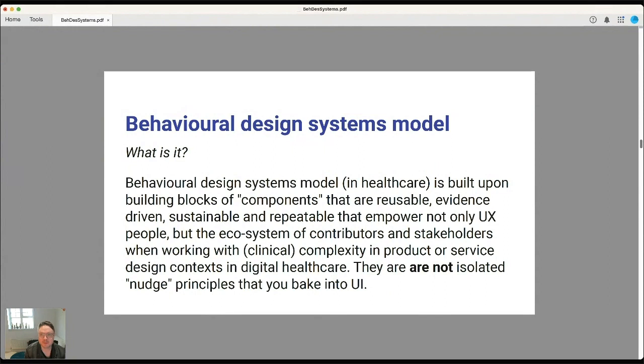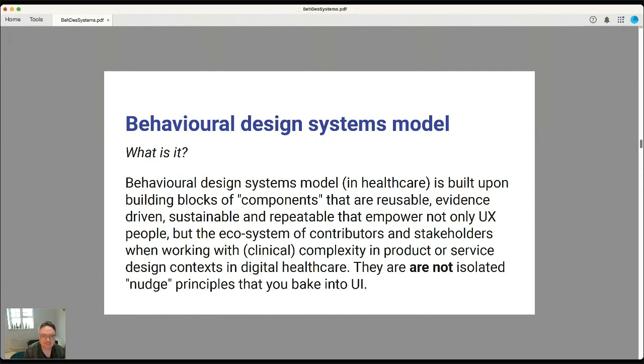So what's my perspective then? Again, this is just my personal view on behavioral design systems. I've created, I'm not sure it's quite a model, but it's getting there-ish, and there are some components of it. So my take is that behavioral design systems, or this model, are built upon building blocks of components like you would find in an operationalized design system for software use and building. These components are reusable, evidence-driven, sustainable, and repeatable. But arguably, most importantly, they empower not only us, but the ecosystem of contributors and stakeholders when you're working with clinical complexity. And this is often the case in product or service design.